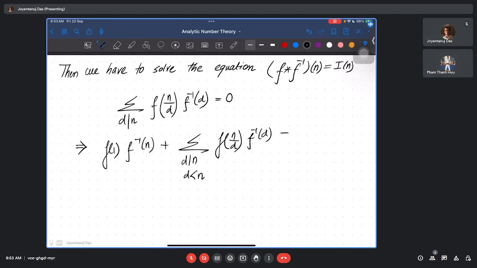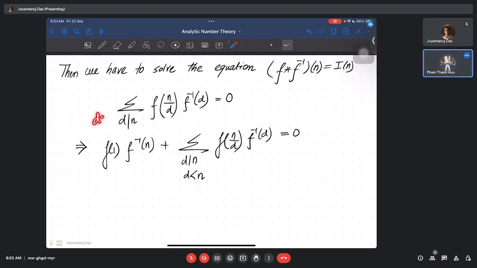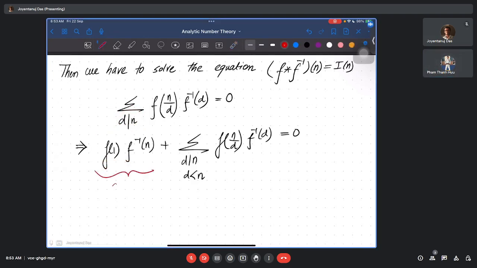Right, this step is clear. What I'm doing, step one, right? Here d divides n, so d ranges over all divisors of n. So particularly d equals n also satisfies this, and we separate that out. So this part is for d equals n. I break into two parts: one is d equals n, the other is d less than n.